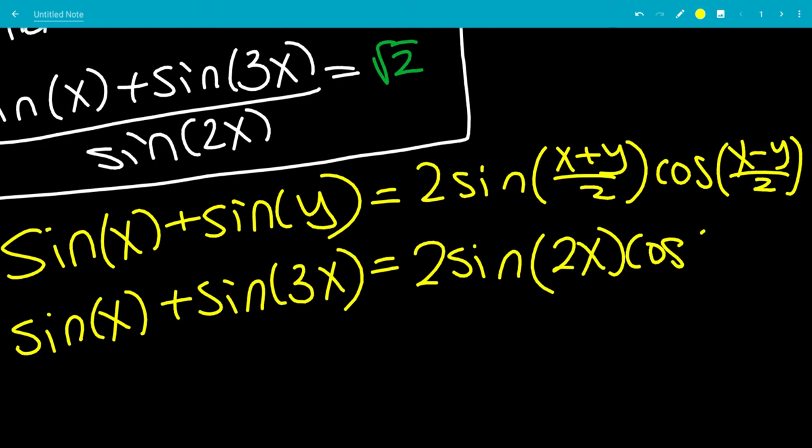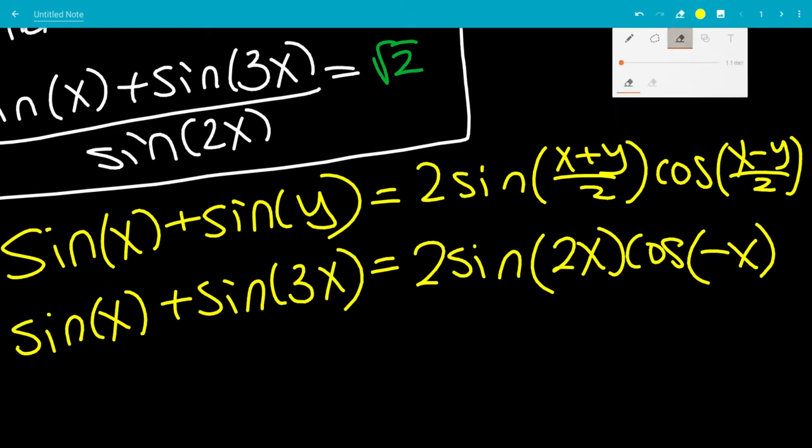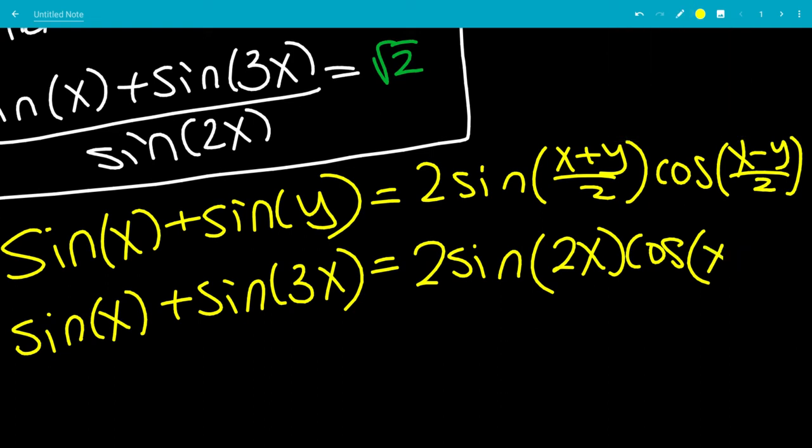Then we're going to have cosine of x minus y. So x minus 3x will be negative 2x, divided by 2, which would be minus x. Okay, good. But cosine's an even function, like we said before. So this will just be cosine of x.